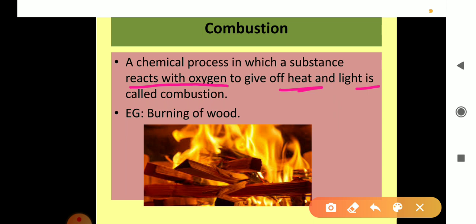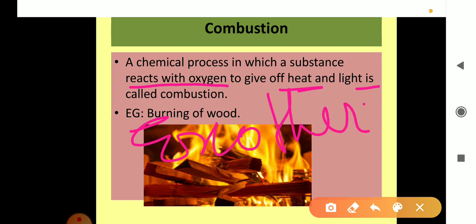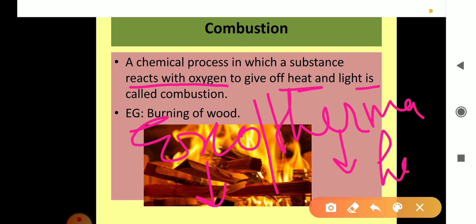And the substances which burn are called the fuel. The process of combustion is an exothermic reaction. What's the meaning of exothermic? Exo means out, right? Thermic means heat. It means a reaction in which heat is evolved, a reaction in which heat is coming out. When this reaction takes place, then heat बाहर निकलती है. Then this type of reaction is called an exothermic reaction. Then we will say combustion is an exothermic reaction.